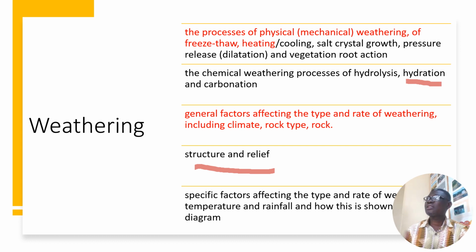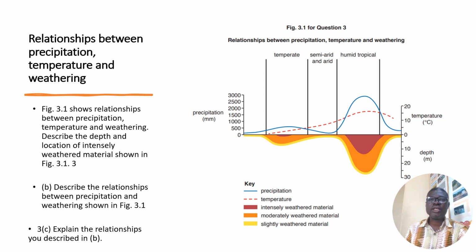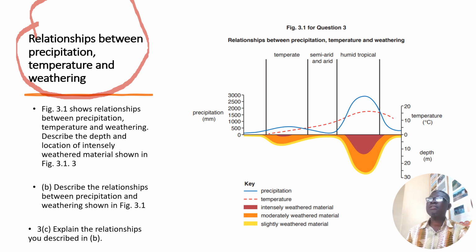Deep chemical weathering is what we call the explanation. Now look on the diagram here. How is the diagram here helping us understand the concept of basal surface of weathering? And I was asking you to give me the relationship between the precipitation, temperature, and the deep weathering, basal surface of weathering. What do you see from these diagrams?